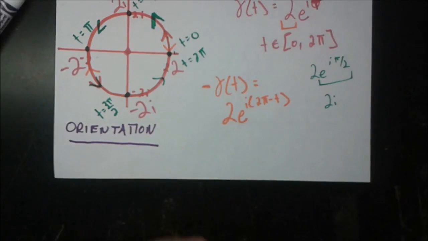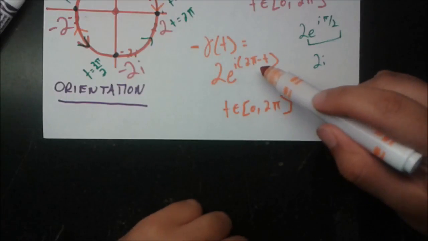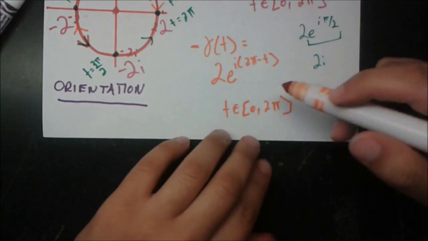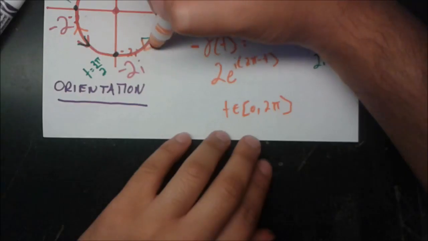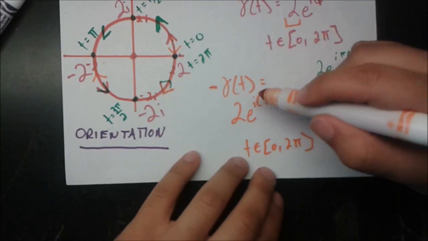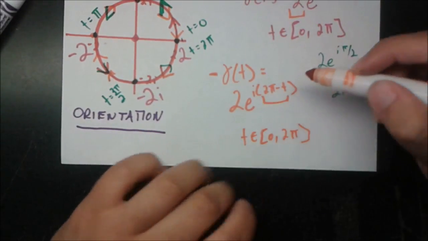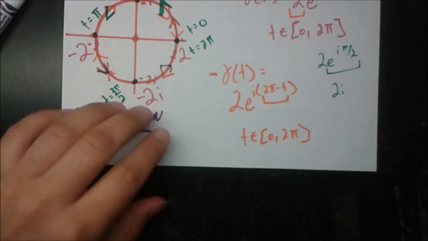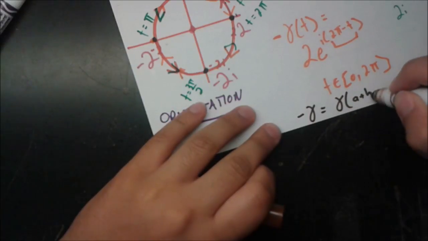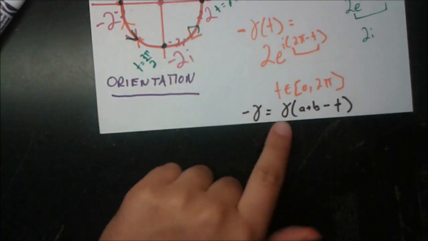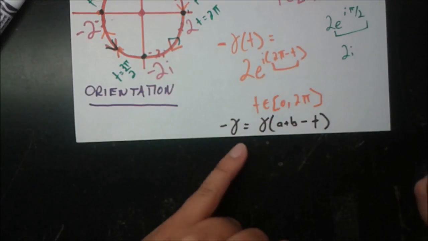So why does this work? Because, and again, t goes from 0 to 2 pi. So now if I plug in 0 in here, I get 2e to the i 2 pi. So I'm starting here. Now if I plug in pi over 2 into here, I get e to the i 3 pi over 2. So now I'm coming down this way. And now if I plug in pi into here, I get this point here. So essentially it's being traversed in the reverse direction. And how did I know to put 2 pi minus t in here? Well, it turns out that the formula, if you want to reverse something, negative gamma equals gamma of a plus b minus t. So in this case, my a was 0, my b was 2 pi, and I had t, so it was 2 pi minus t. That's why I put that in here. So that's how you get your minus gamma.